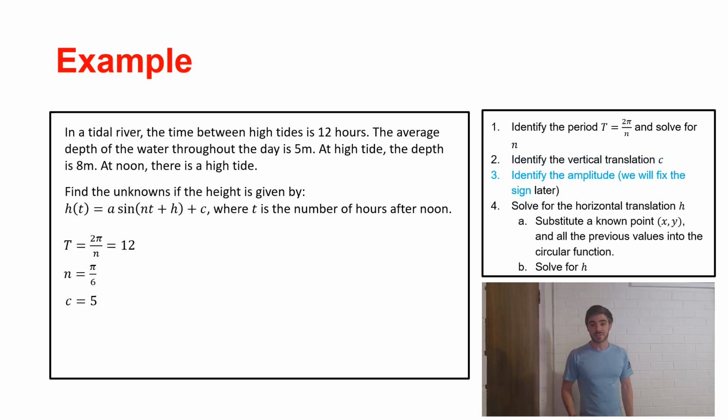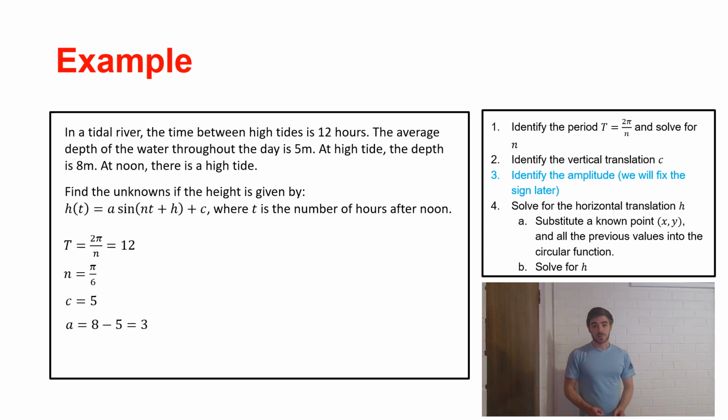Anyway, next up we have the amplitude, which is always going to be the distance between the peak and the mid-level of the circular function. In this case, we're told that a high tide is 8 meters, so the difference between that and the mid is just going to be 3 meters. Hence the amplitude will be 3. Now this is a potential issue. We know that the amplitude is 3, but we don't know if the A term itself is going to be positive or negative. The question doesn't actually give us enough information to figure this out.